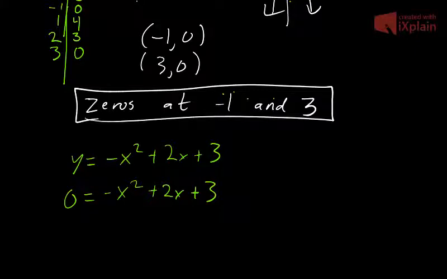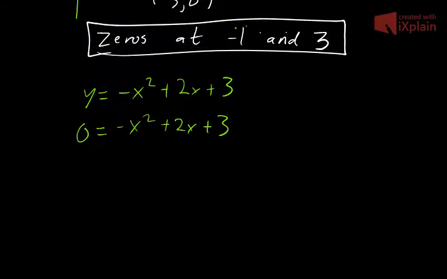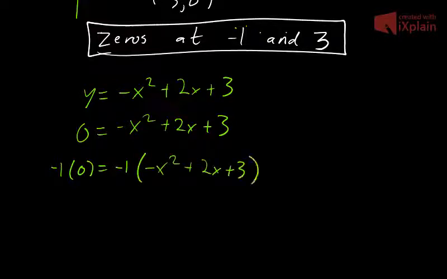And what I'm going to do, just because I'm a little weird, is I think this is going to be a lot easier if I multiply both sides by negative 1. So I have negative 1 times 0 equals negative 1 times negative x squared plus 2x plus 3. And what that's going to do is I get 0 equals x squared minus 2x minus 3. I really like having this as a positive, so I just multiplied it by negative 1 so I could get there.